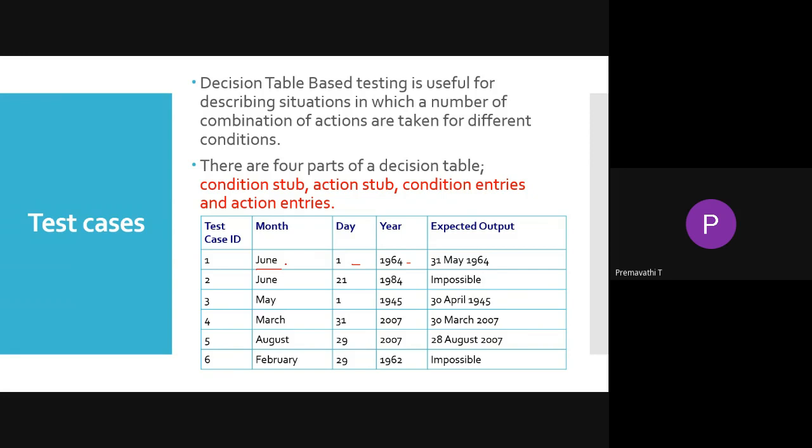That is not a constraint here, but we want to find the previous date. So when you go for the previous date, the action stub, condition stub, condition entries and action entries we must include in the decision table. These are the test cases. This is a sample test case, not all the test cases. Finding all the test cases will take time. So we have to check a few test cases with this program.